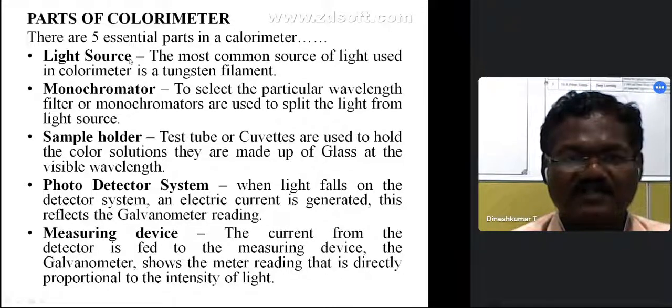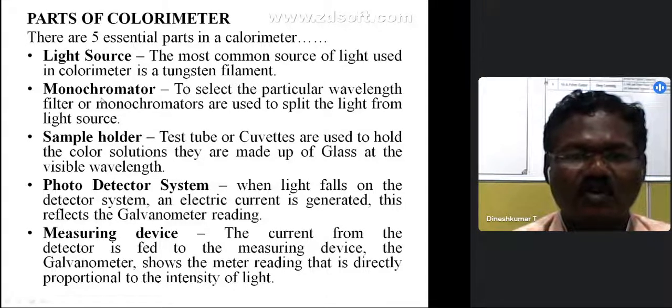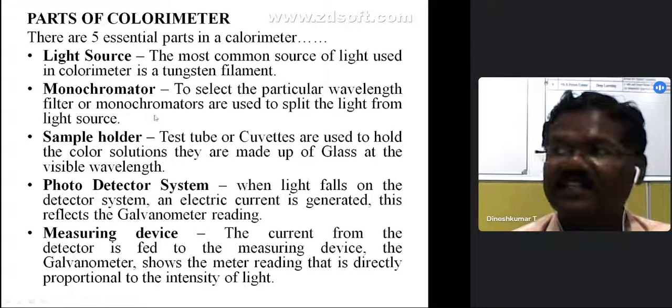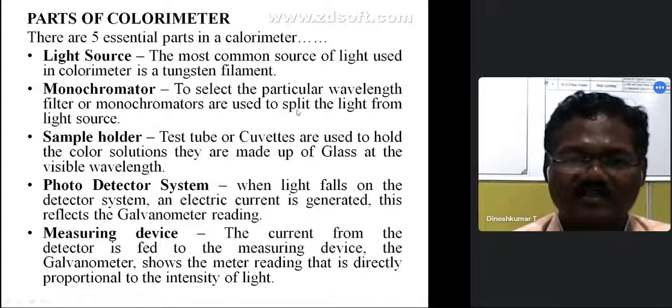Okay, light source: maybe a candle or some battery type light sources we can use here. The most common source of light used in a colorimeter is a tungsten filament. Okay, next one is the monochromator. To select a particular wavelength, filters or monochromators are used to split the light from the light source.